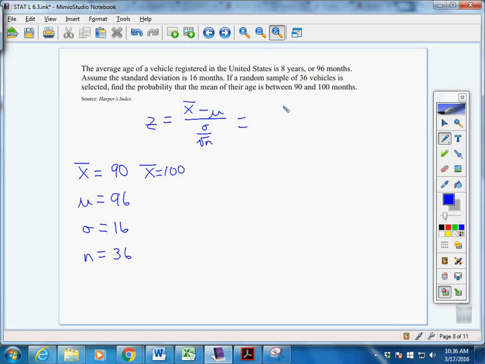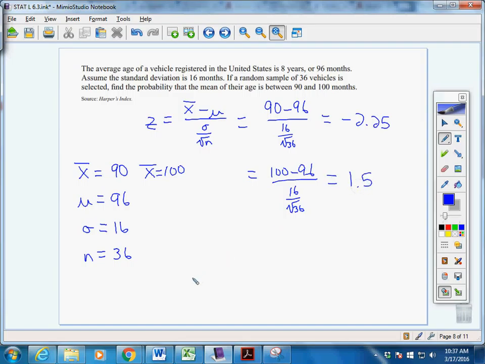So let's start the first time here with 90. Let's go 90 minus 96 divided by all this good stuff down here. When you figure all that out, and again, be careful with the dividing, that works out to be negative 2.25. Let's do it for where it's 100. Again, I'm going to plug this number in, 100 minus 96, and divide by the same. That works out to be 1.5.